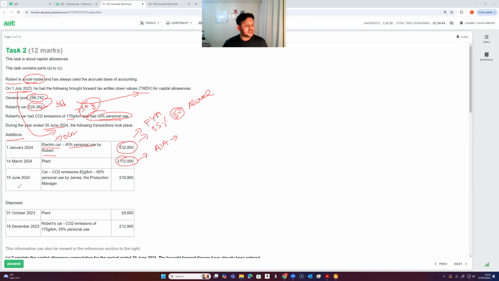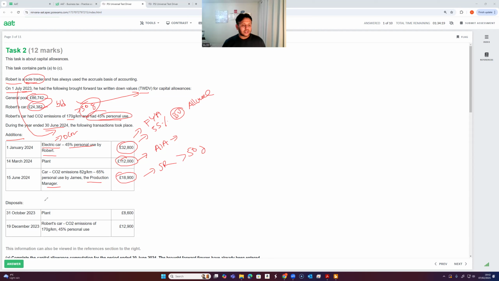15 June 2024, a car, CO2 82 gram, that is more than 50 gram, 65% used by James, the production manager. So this one, we need to see. This one is more than 50 gram. So we need to see where you're going to put it. This is 18,900. So it will be the special rate. More than 50 gram, special rate.